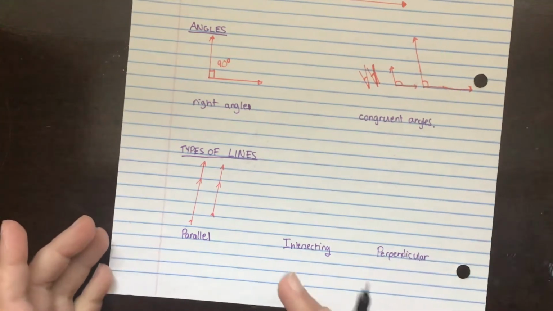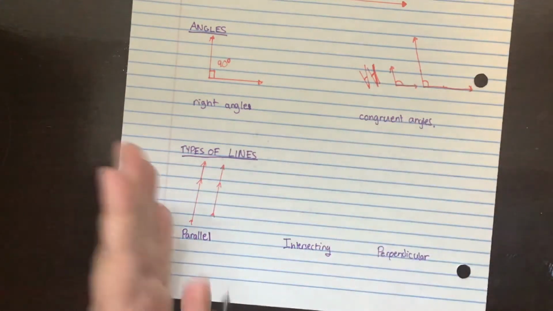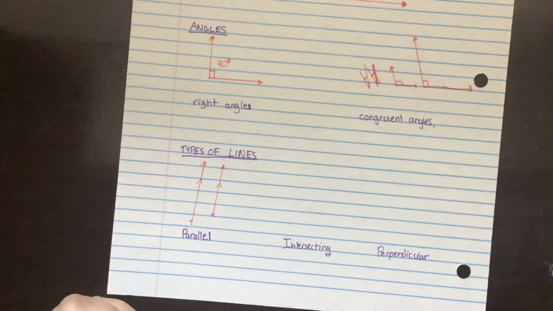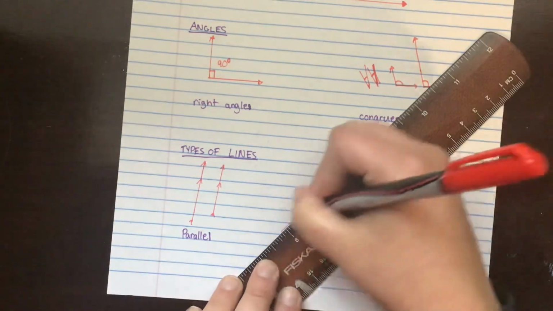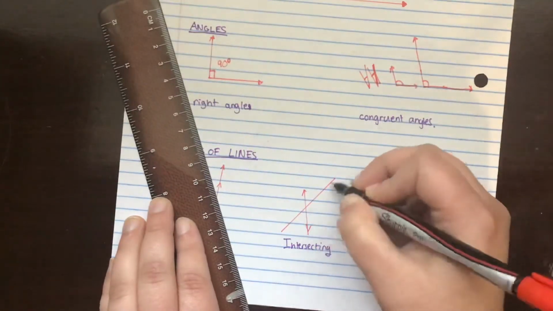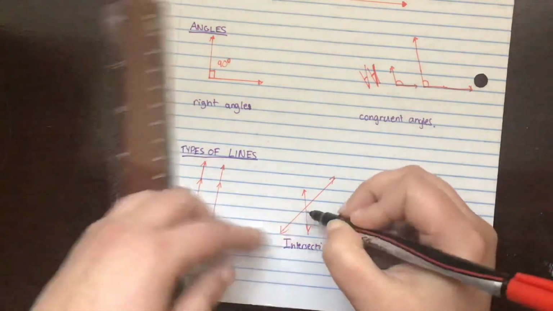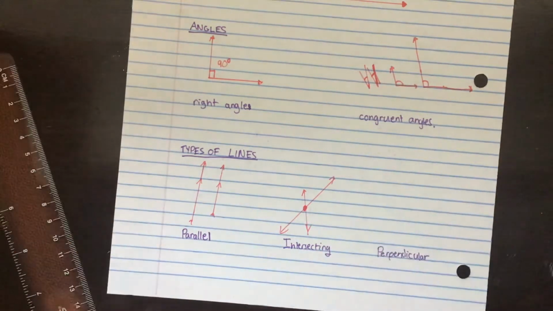So parallel lines do not intersect. They don't cross each other. They stay the same distance apart, just like train tracks. On the other hand, intersecting lines do meet. So here's an example of intersecting lines. These two lines, they are not parallel because they meet here at this point right there.